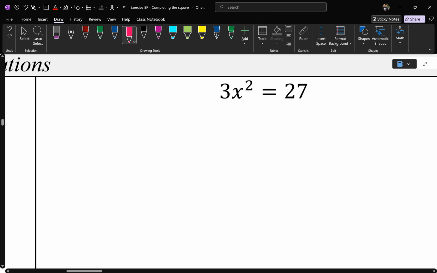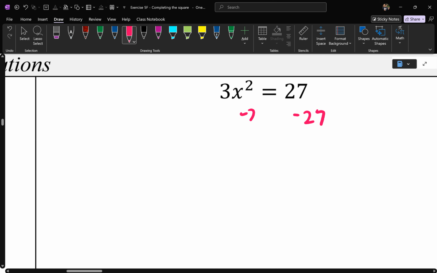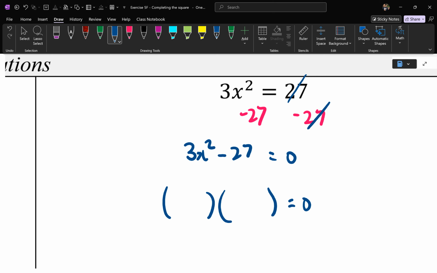What I would do in this step, to practice factorizing, if it's solving then you don't have to, but to practice factorizing, I would encourage you to take away 27 on both sides. 27 take away 27 cancels out. Now we ask ourselves, 3x squared minus 27, how do I factorize to get 2 brackets? Someone have a go at factorizing this one?